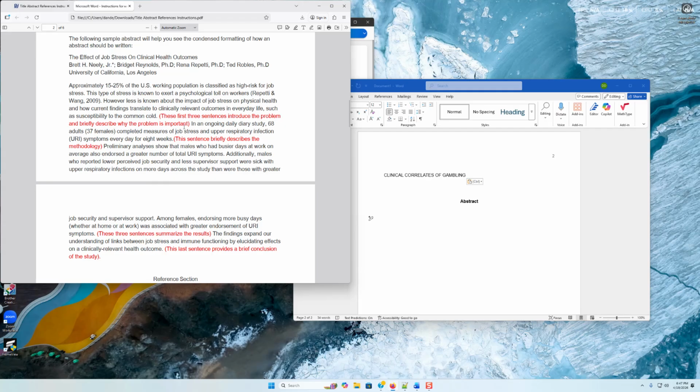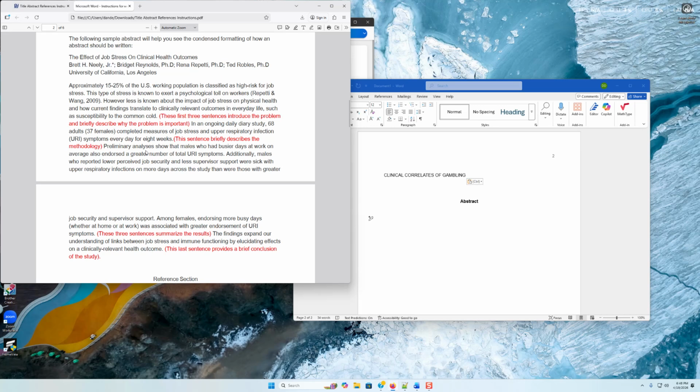Now, going back to this example: in an ongoing diary study, 68 adults, 37 females, completed measures of job stress and upper respiratory infection symptoms every day for 8 weeks. That's the methodology. 1 sentence. If you need 2, you could use 2, but keep it under 150 words total.